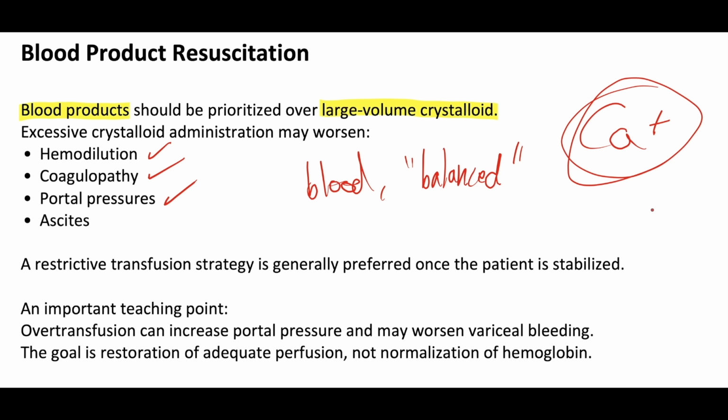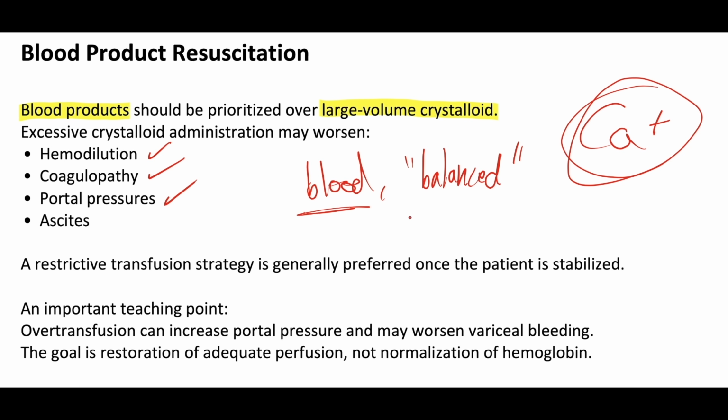If you're giving more than 2 units of blood, you should consider giving empiric calcium, because the citrate in those packed red blood cells will start to take up all the calcium, and you need calcium for blood clotting and vascular tone and all that kind of stuff. So don't forget to give them calcium. But resuscitate these patients with blood products.